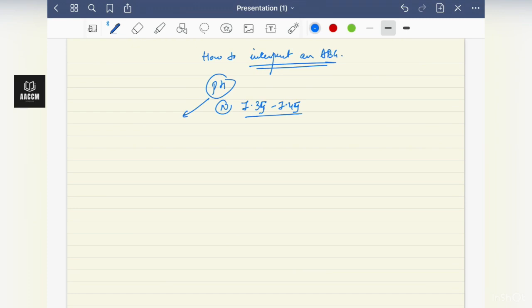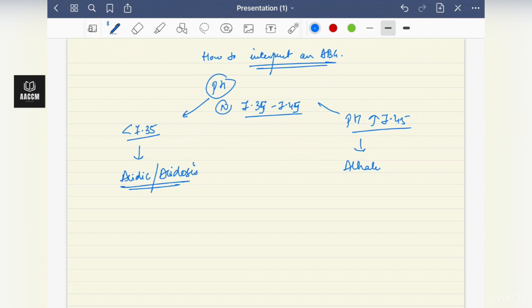Okay, so if the pH is less than 7.35, it's called acidic or acidosis. If the pH is more than 7.45, it is called alkalosis. I hope I'm clear till now. So if the pH is less, it's more acidic, so it is called acidosis. If the pH is more, it is alkalotic and it is called alkalosis.